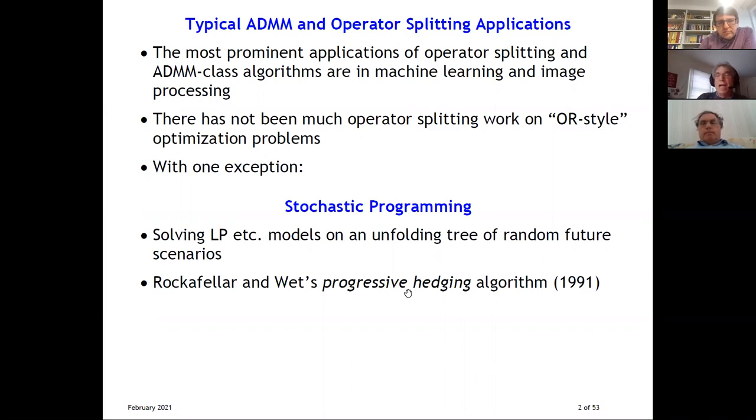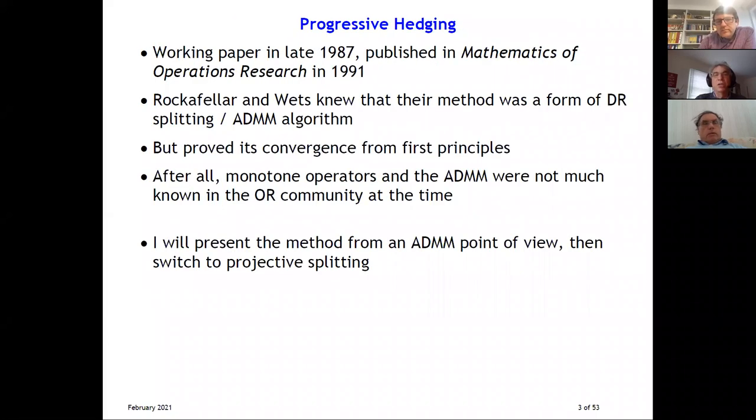And the big established algorithm in this area is Rockafellar and Wets' progressive hedging algorithm, which was published in 1991, though I think the working paper goes back to 87. That's an algorithm a lot of people actually don't know that well, so I'm going to spend a little time explaining that, okay? Rockafellar and Wets knew their algorithm was in fact Douglas-Rachford splitting, okay? But that wasn't a very well-known thing in the OR community in 1987, so the paper that introduces it presents it from first principles, okay? And I'm going to present it and then a similar alternative from an operator splitting point of view. So I'm going to explain it by way of the ADMM, and then I'm going to switch to projective splitting to get an algorithm that has potential to be asynchronous.